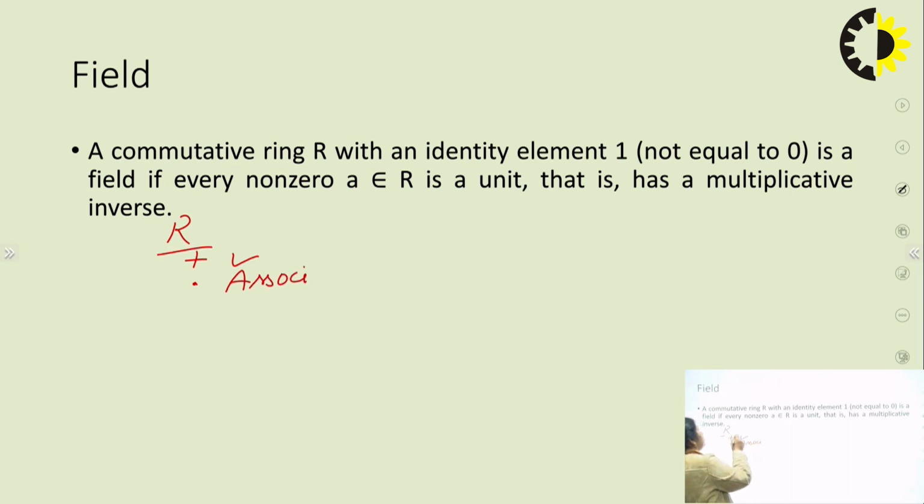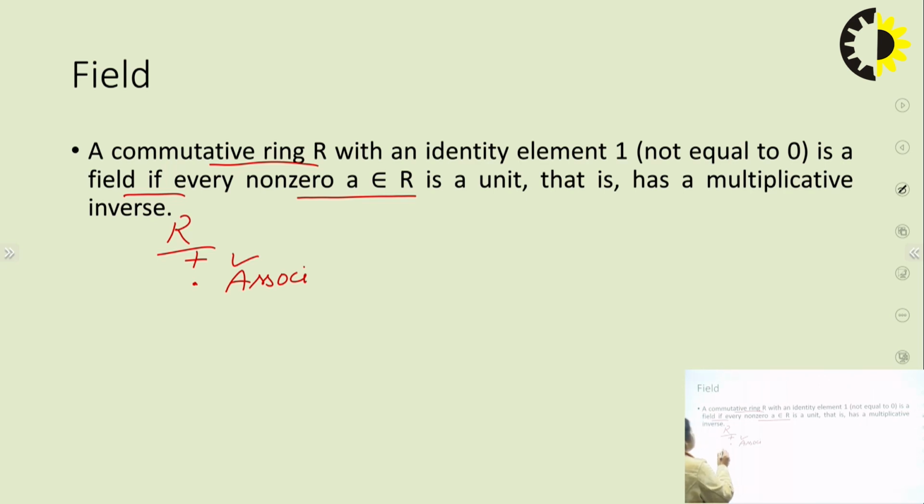Now, if this particular ring is commutative also, commutative means A into B is equal to B into A. It means the multiplication operation is also commutative. And there is one identity element also, that is 1. If it is commutative and has the multiplicative identity, it is called a field if every non-zero element A belonging to R is a unit, that is, has a multiplicative inverse.